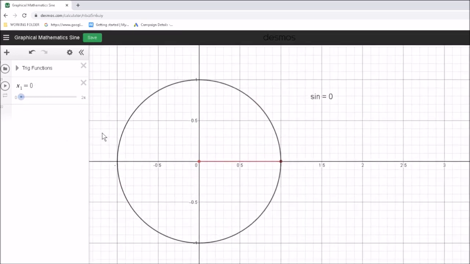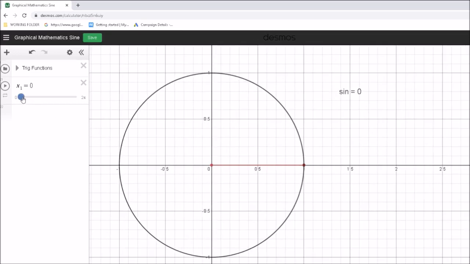I'll zoom in a bit so you can see that a little bit better. So we're going to start off at 0 degrees here, and as we work our way around the circle, you'll see that we're going to have the little red dot just working its way around anti-clockwise. Now with the sine function, what we're interested in is the ratio of this length here, which is the y height, divided by this length here.